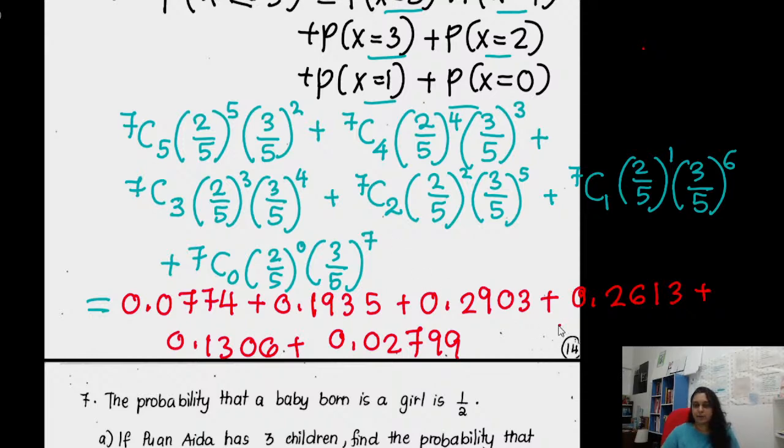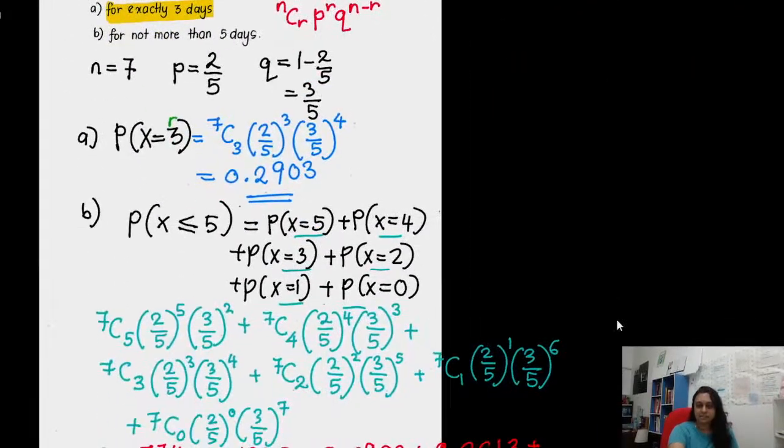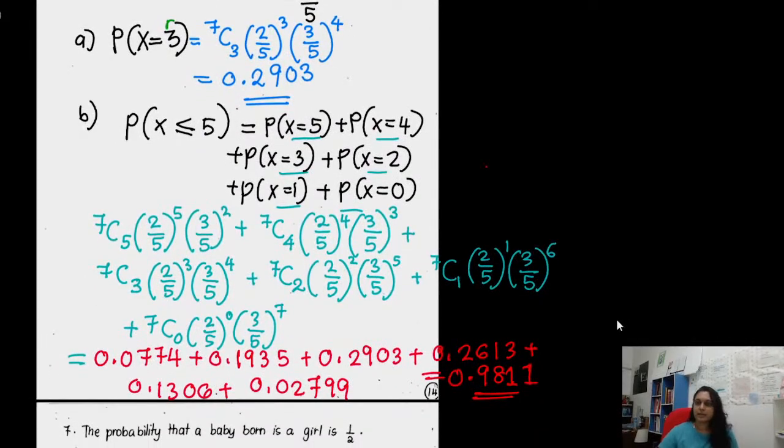Okay, dapat jawapan 0.9811. Okay, this is the answer teacher is getting when I plus all this. Now, do you want to know the shortcut? Because there is a shortcut for this.